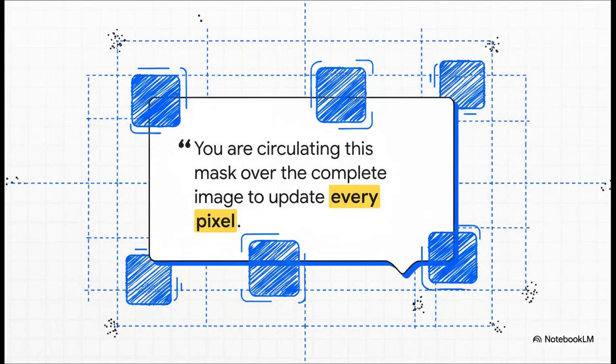Our sources actually phrase it perfectly. You are circulating this mask over the complete image to update every pixel. That continuous rhythmic sweeping is what does the heavy lifting. By forcing every single pixel through that strict sorting and median selection process, it systematically wipes out the salt and pepper noise across the whole canvas, leaving behind a crisp, clean photograph.